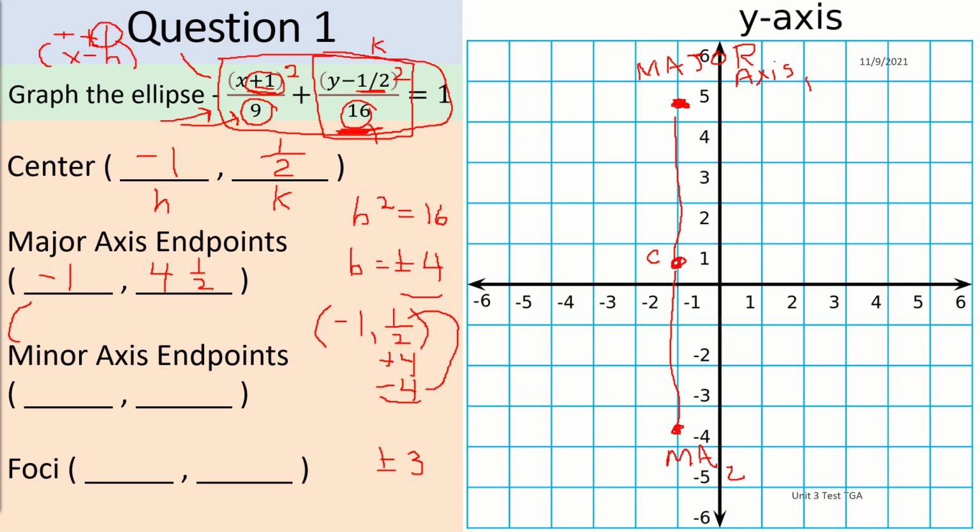Alright, so for the minor axis, we'll go to the 9 and take the square root of 9, and that's going to be plus or minus 3. And we're going to add 3 and subtract 3 from the x-coordinate of the center. So positive 3 plus a negative 1 is a positive 2. And we'll leave that 1/2 alone. We're not moving in that direction, so it's still going to be 1/2. Take negative 1 plus a negative 3, and you'll get a negative 4 when you add those together, and leave the 1/2 alone.